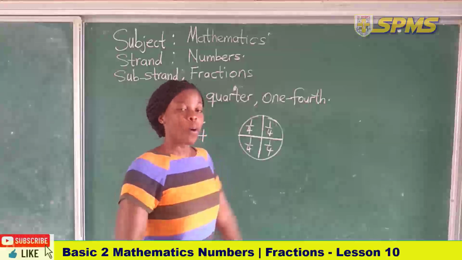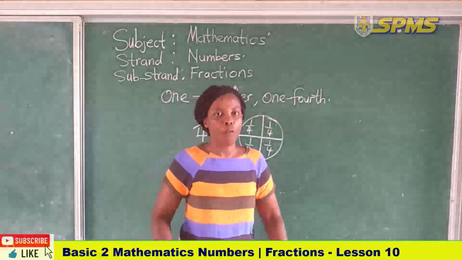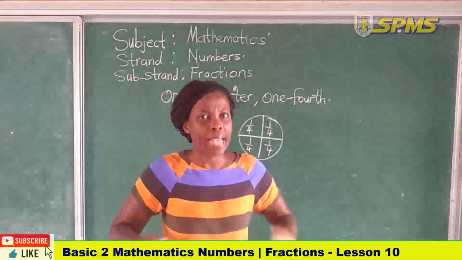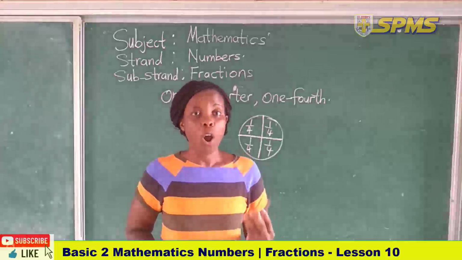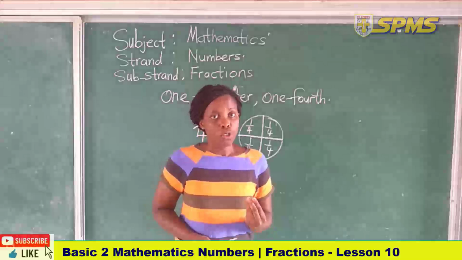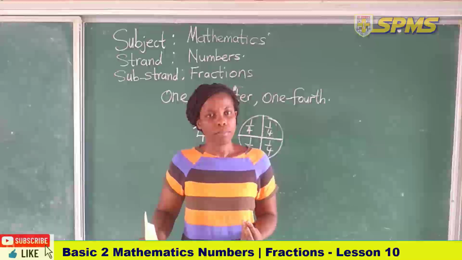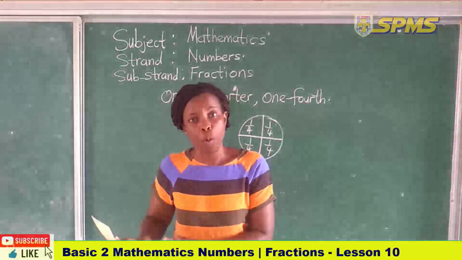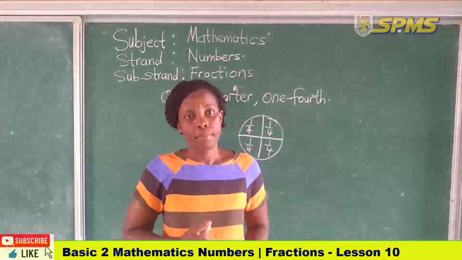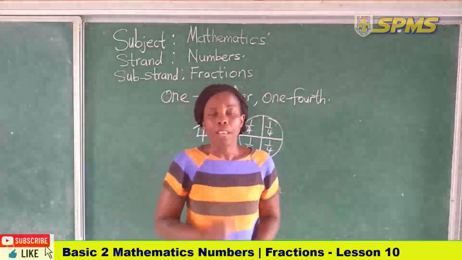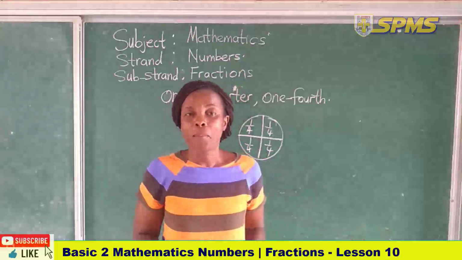Very good. What if you have been asked to find the number of 1/4 you get in 3 items or in 4 items? That means you've been given 3 oranges. What will you do? You divide each of them into 4 equal parts. So when you divide them into 4 equal parts, you start counting the quarters. Count them. So the total of the quarters you count will give you the answer. As simple as that.